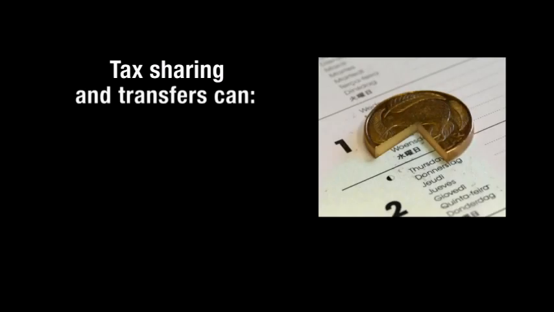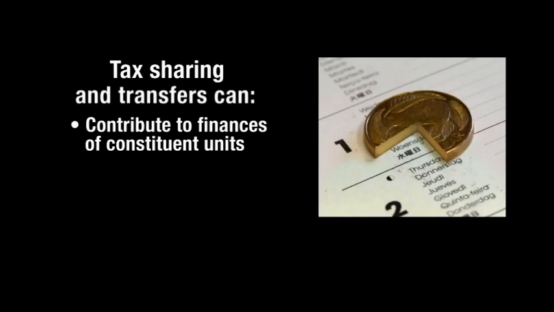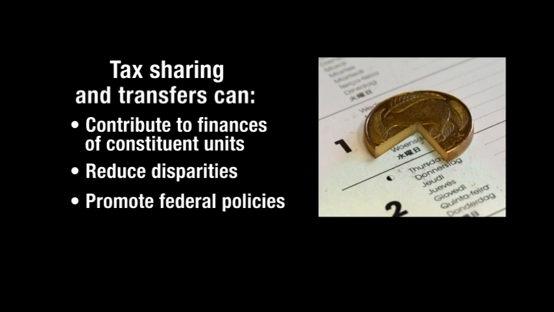In many federations, there are fiscal transfers from the federal government's budget to constituent unit governments. As well, there is often sharing of certain or all federally collected taxes. Tax sharing and transfers can contribute to the general financial requirements of all constituent unit governments. They can reduce disparities among constituent units. As well, tax sharing and transfers can promote federal government policy objectives, in which cases they are usually conditional transfers for such things as health care and social services.